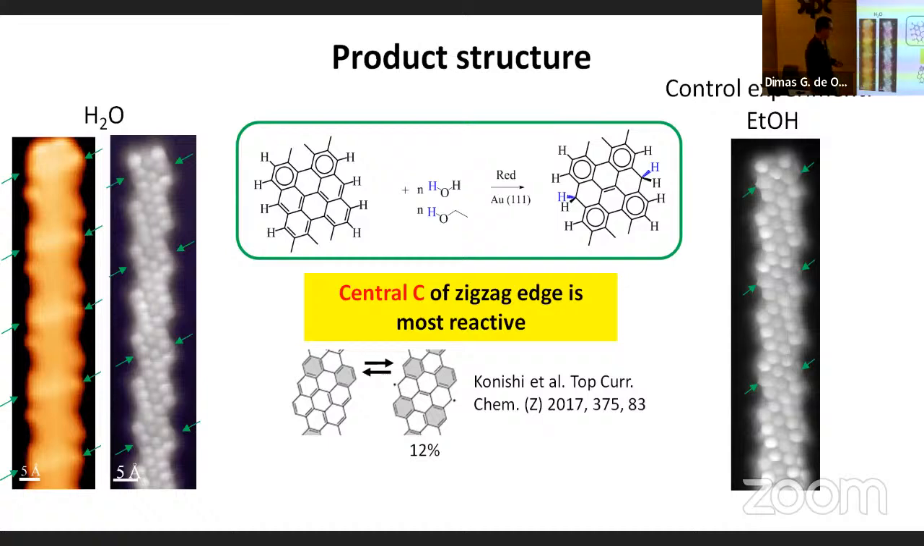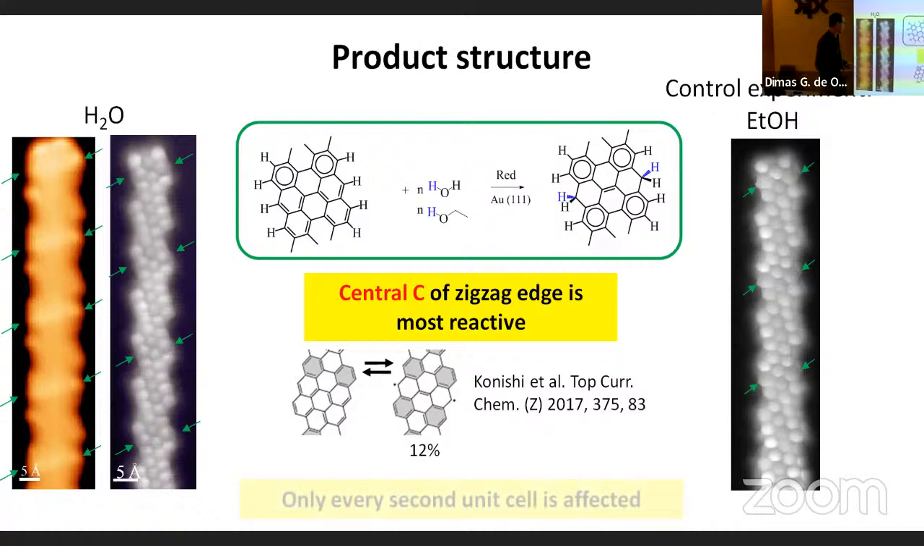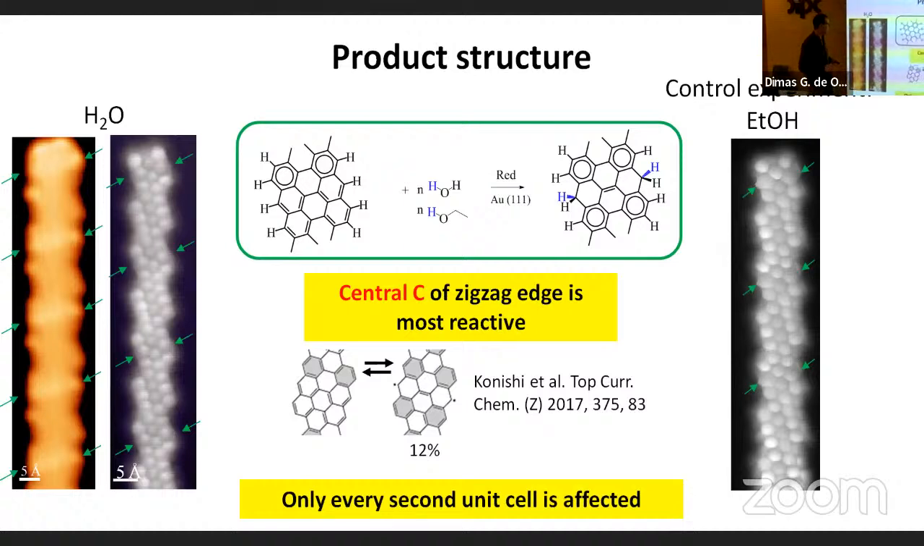So even though it's a predominantly closed shell structure, you still have a minor contribution of this open shell character. And we believe that this is sufficient to make these ribbons so reactive, in particular at these positions here. On the other hand, another curious thing that we see is that only every second unit cell is affected. We have some studies about that as well, but I'll not go into that today.